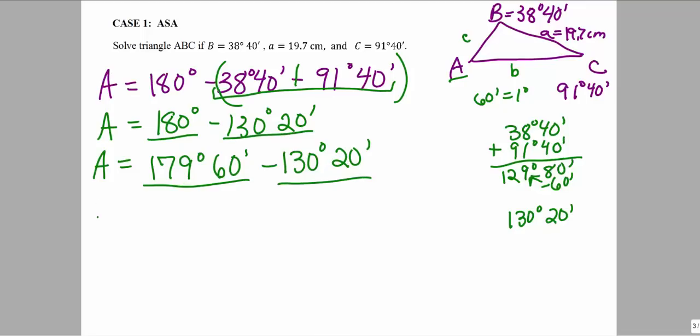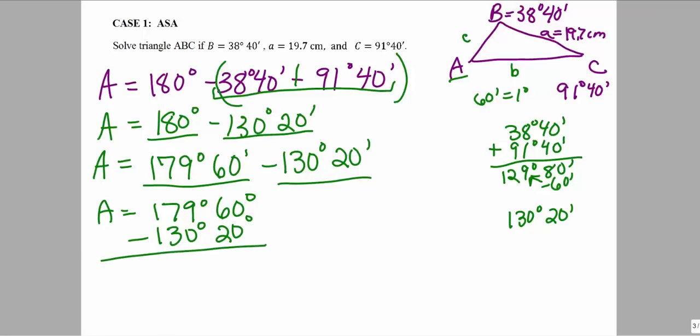I'm going to write this vertically to help us visualize what's going on. We have 179 degrees, 60 minutes. Take away 130 degrees and 20 minutes. Sorry, I keep writing that as degrees, and it should be minutes. All right. So what we have is 60 minus 20. That would leave us with 40 minutes. And 179 degrees minus 130 degrees would be 49 degrees. So angle A is 49 degrees and 40 minutes. So now we know angle A.